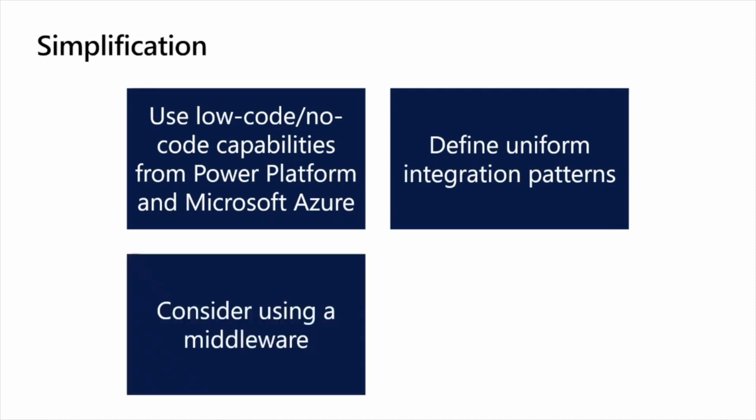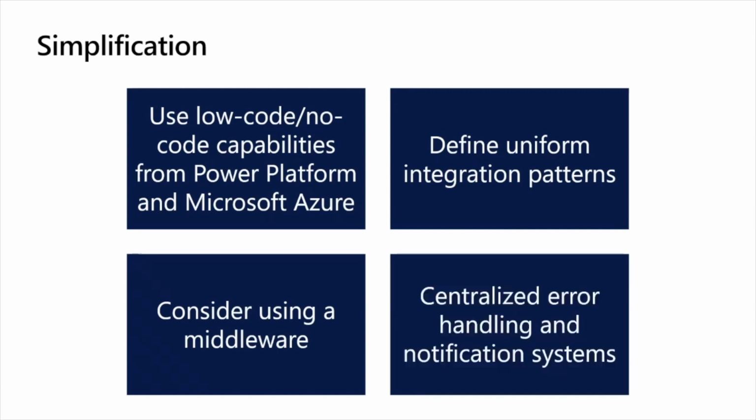Consider using a middleware. Even if it's not already in the company's landscape, the introduction of a middleware tool or a middleware layer could further simplify the design of the flows and avoid some of what I call excessive spaghettification that comes from the overuse of point-to-point connection strategies. Plus, centralized error handling and notifications. We mentioned that.